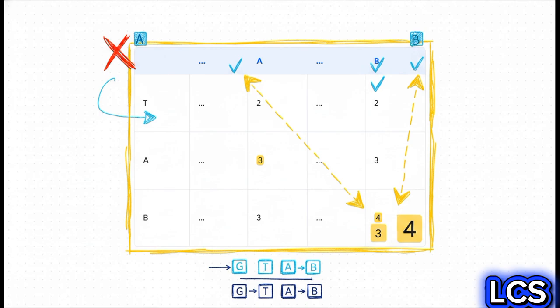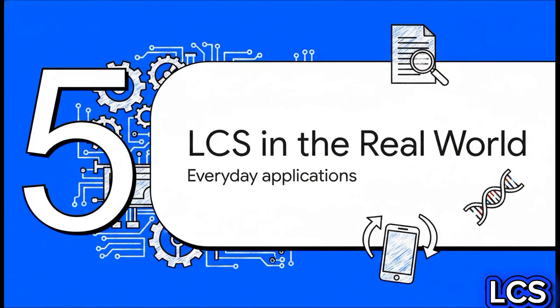Awesome. So B is the last letter of our answer. We add it to our sequence and move diagonally up left. Now we're looking at A and Y. No match. So we move to the cell with the bigger value, in this case to the left. Okay, next up, A and A. It's a match, so A is the next letter. We add it to our sequence, move diagonally again, and we just keep doing this all the way to the top. We build the sequence backward, and when we're done, we just flip it around to get our final answer, GTAB.